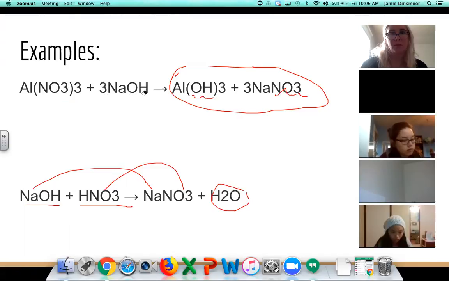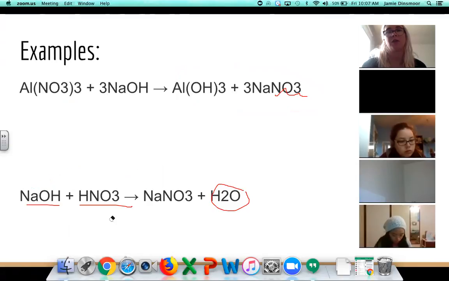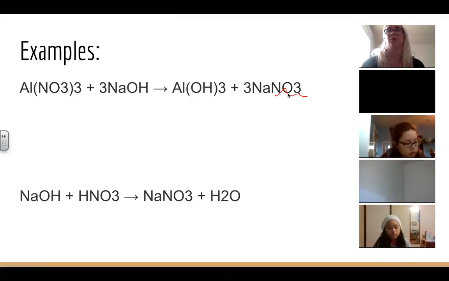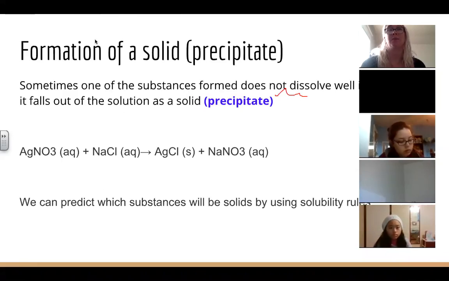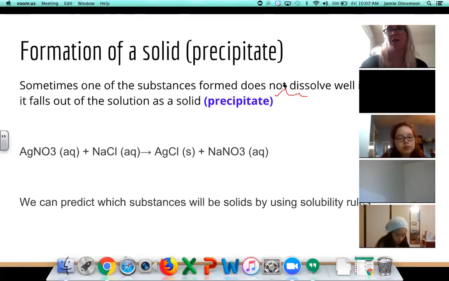So many things can happen here in terms of what we actually visibly see. So the first thing that we might see is a precipitate, which is a solid that doesn't dissolve.